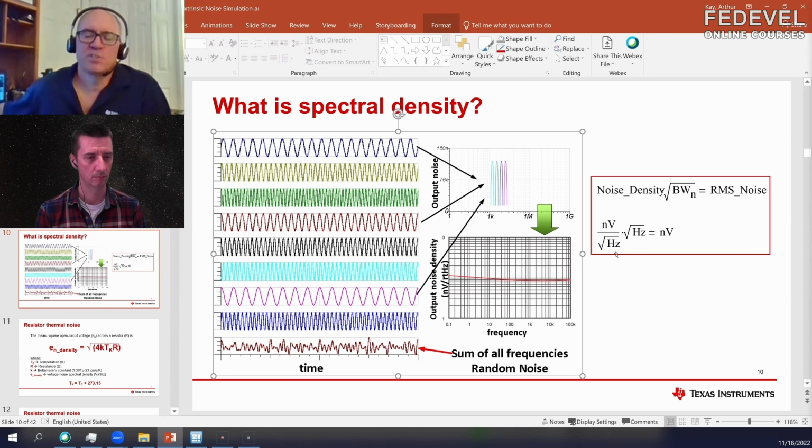But if you just break it down to its nutshell, if you have a bandwidth for your circuit, which is right here, you take the square root of that bandwidth and multiply it by the spectral density magnitude, which is in nanovolts per root hertz. Then the square root hertz will cancel out, and we get the RMS noise in nanovolts. It's very much an oversimplification, and depending on the type of noise and type of circuit, we'd have to add some factors or modify the equation, but that's it in a nutshell. You take the spectral density and multiply it by the square root of the bandwidth, and you get the RMS noise. Okay.